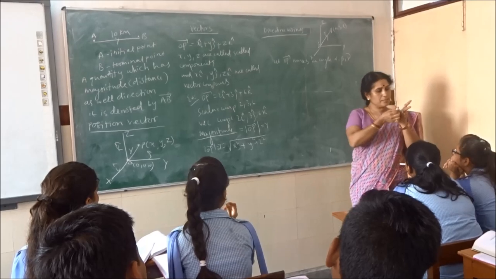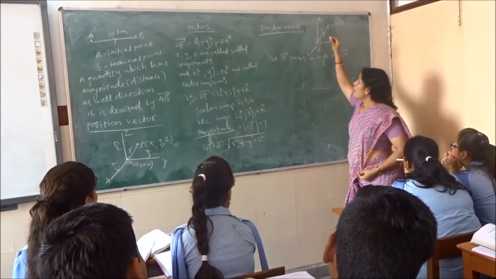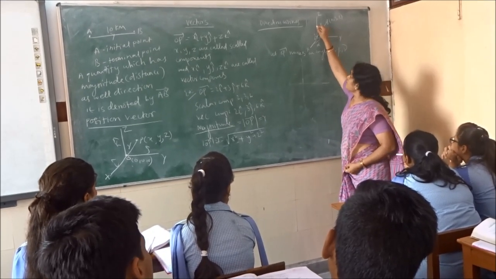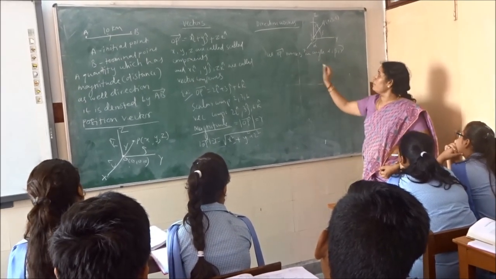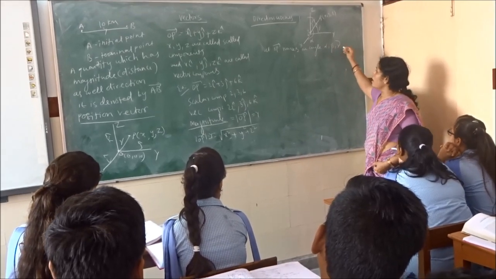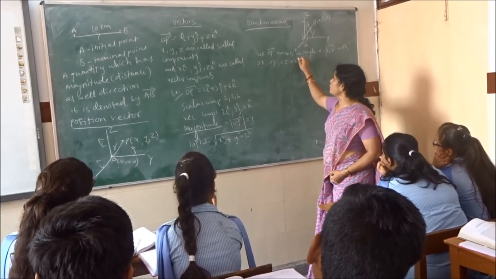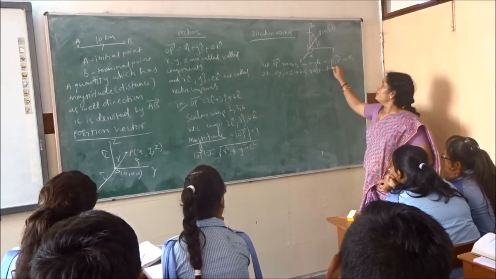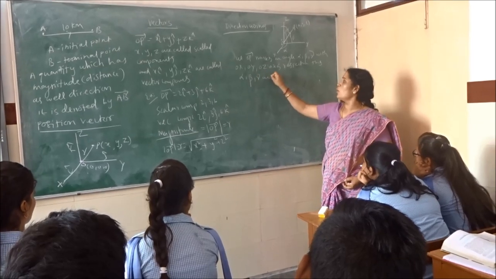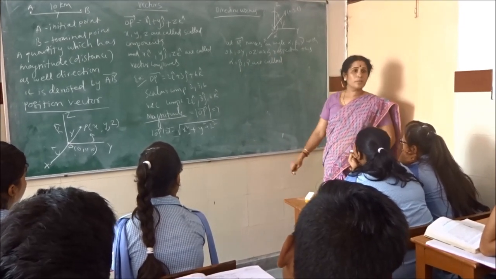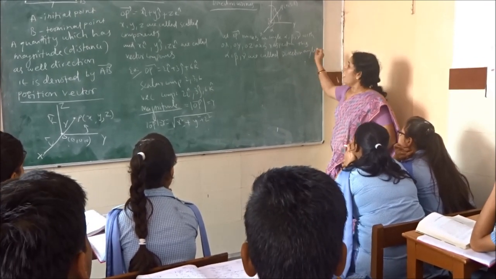Can you imagine? This angle with the x-axis is alpha, with the y-axis is beta, and with the z-axis is gamma. Now, if the OP line makes angles alpha, beta, gamma with the OX, OY, OZ axes respectively, then these alpha, beta, gamma are called direction angles.